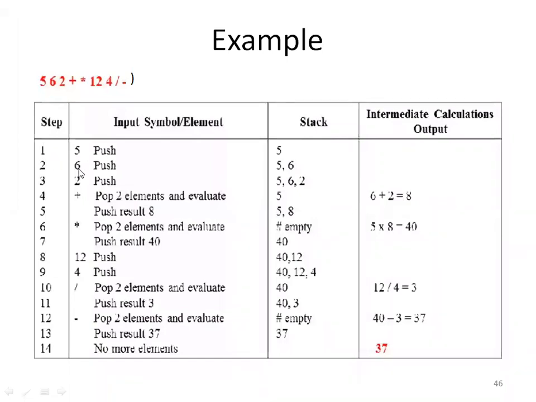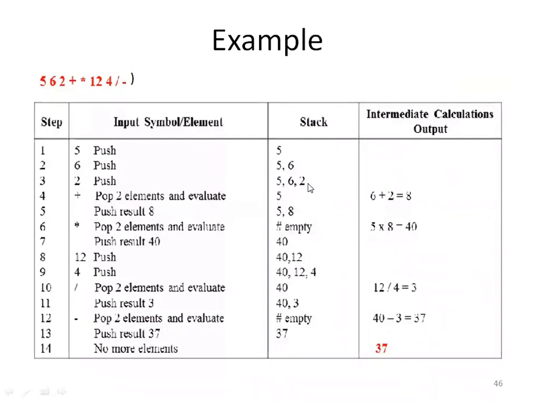Then 6. This is the input symbol, right? 6 is also an operand. So what to do with it? Push it onto the stack. So again pushed. Then the next symbol 2, 2 is also an operand. So what to do? Push it onto the stack. So in the stack we have 5, 6, and 2.